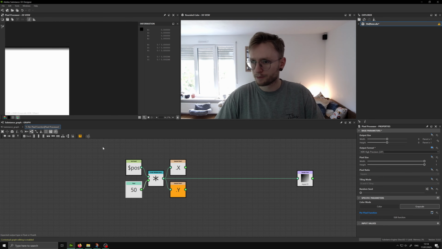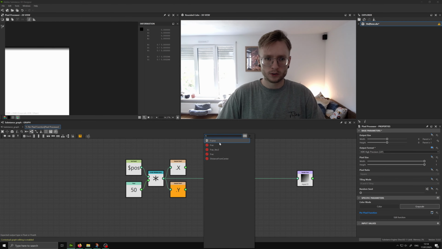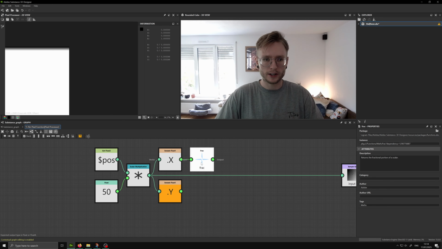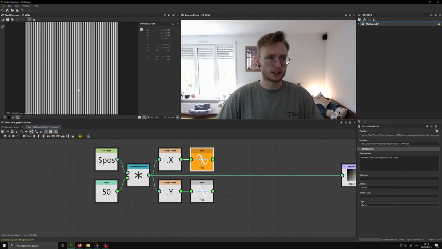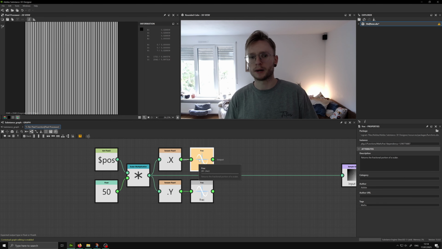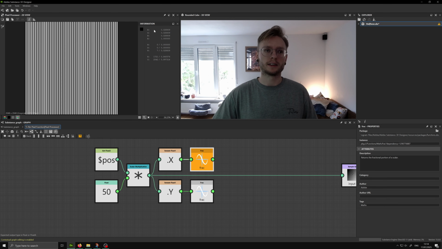Go in here again. And the next thing we're going to do is to use a fractional on both of these axes. And let me quickly showcase this. So what the fractional node does is it only returns the fractional part of a scalar, or the fractional part of whatever input number we have here.